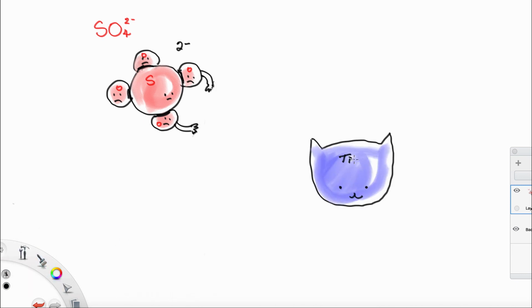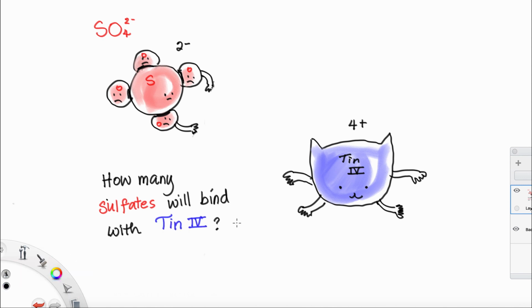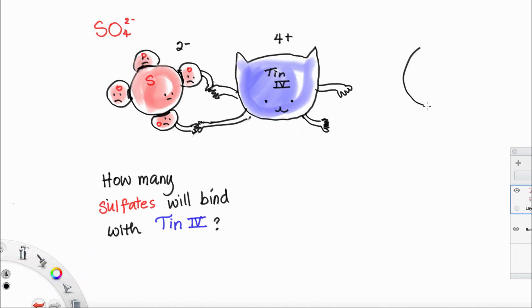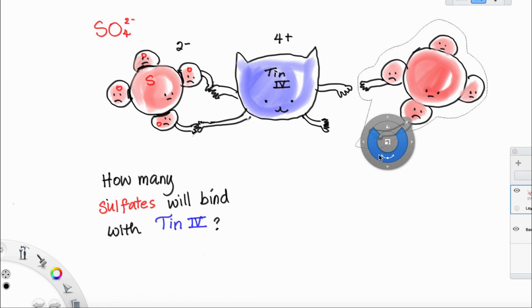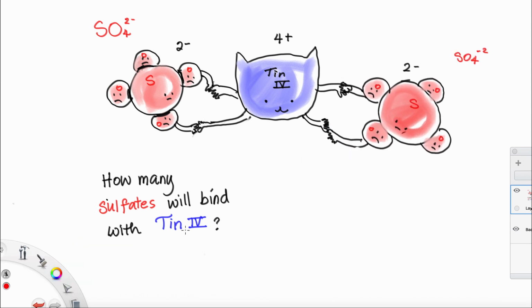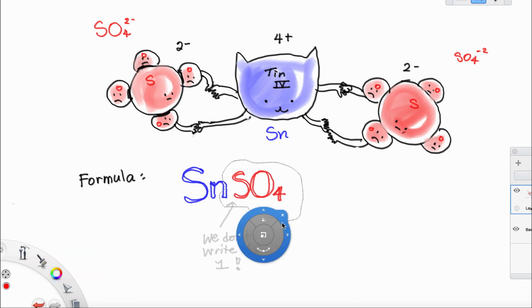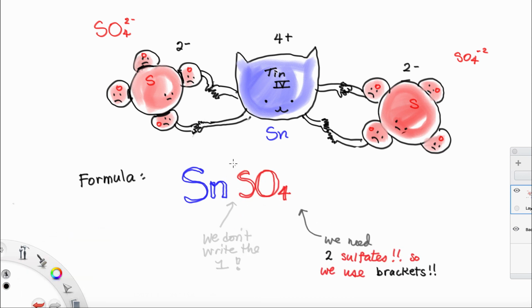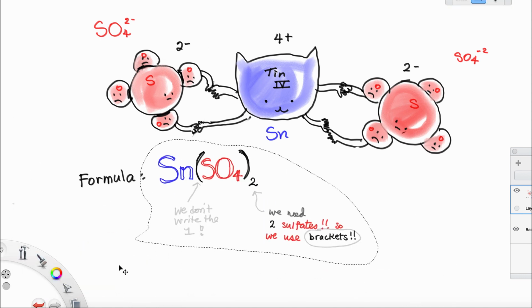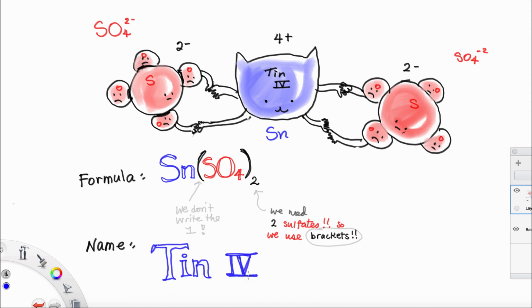If it was tin 4, then how many sulfates will bind to tin 4? Well, you would need 2 sulfates to bind with tin 4. Because remember, the charges need to cancel each other out to make the ionic bond. So the formula would be SnSO4, but remember there's 2 sulfates. So we use brackets with a number 2 on the outside of the bracket to write this. The name would be tin 4 sulfate. We use the full name, we don't use IDE.